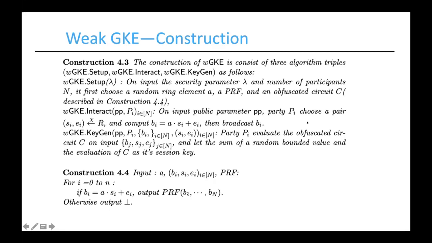This is correctness. For the security, the outsider knows the broadcast Bi but doesn't have the Si, Ei. So if one doesn't have Si, Ei, this equation will not be satisfied. So the outsider will not correctly compute the PRF or anything about the PRF. And Bi leaks no information about Si or Ei, because our ring LWE assumption says that Bi is indistinguishable from the uniform distribution over the ring R. So here we construct a weak GKE.